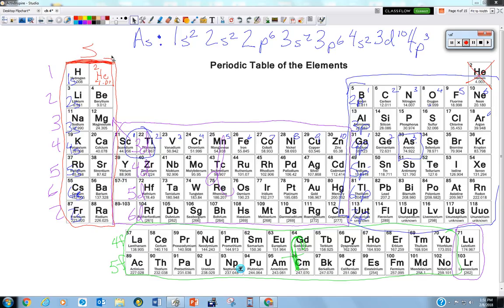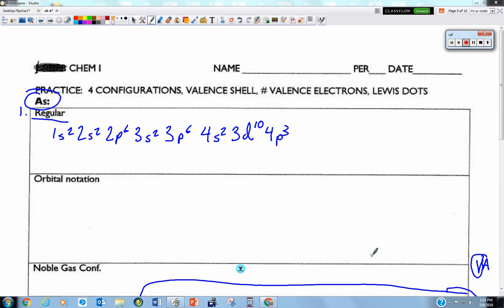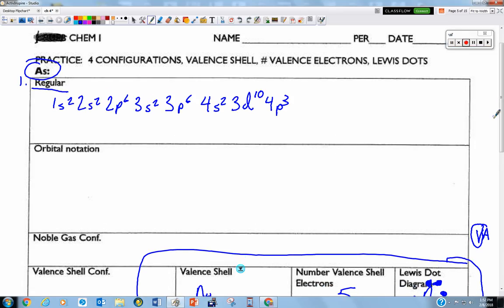All right, so looking at this, what I want to be able to do is take this information and move it to the other page. So I'm going to pause again and we'll come back to the other page. So from this point, we no longer need to go back to the periodic table. We can do all the rest of this with just the information that we have available. All right, so regular order is like this.